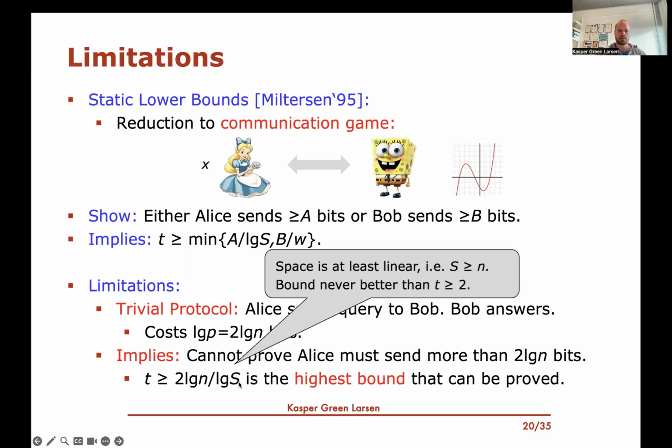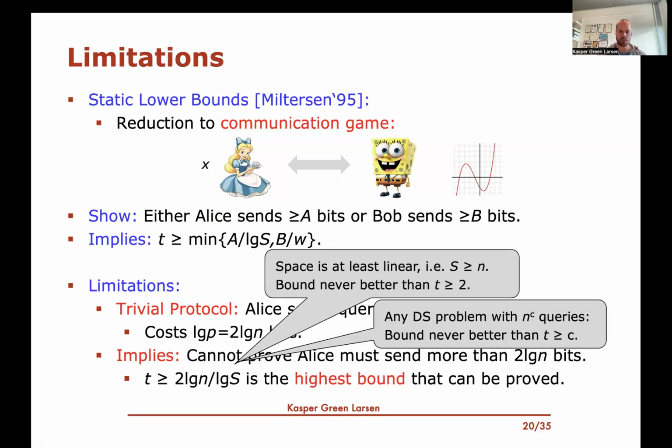Now, the space usage of any data structure for storing a degree n-1 polynomial has to be at least linear, right? So the number of memory cells has to be at least n. So this log S is at least log n. So the lower bound is never higher than 2. Okay, so this is a little disappointing.